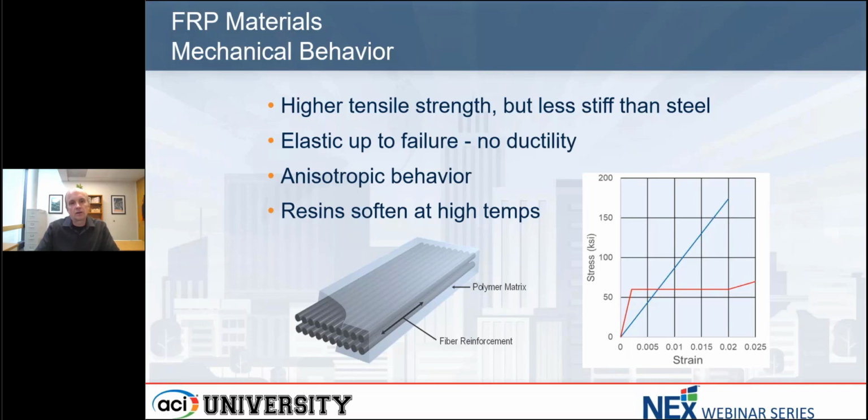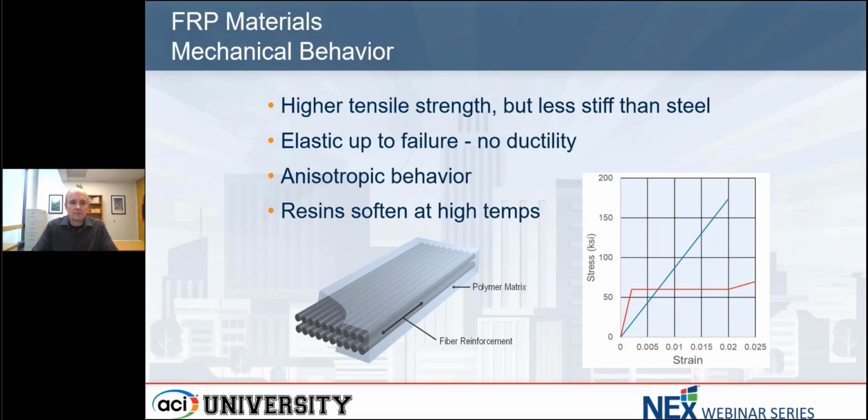All of the properties of the FRP rebar are in the long direction of the bar itself. When we start looking at actions that are perpendicular to those fibers, such as shear in the bar, those properties are going to be lower.